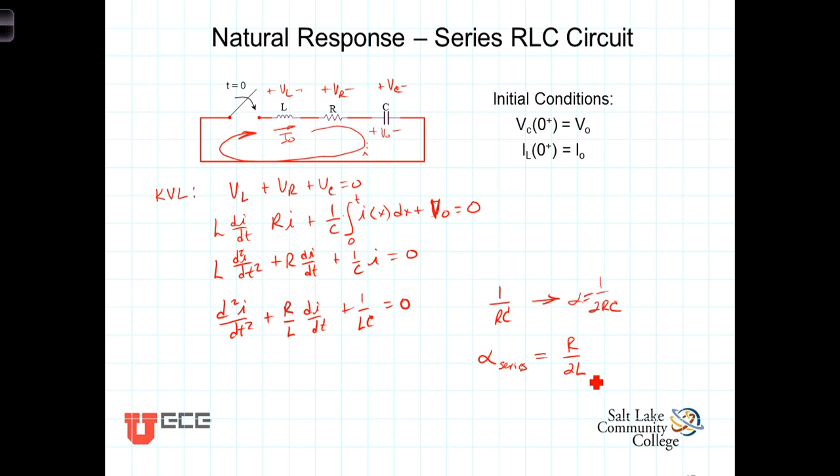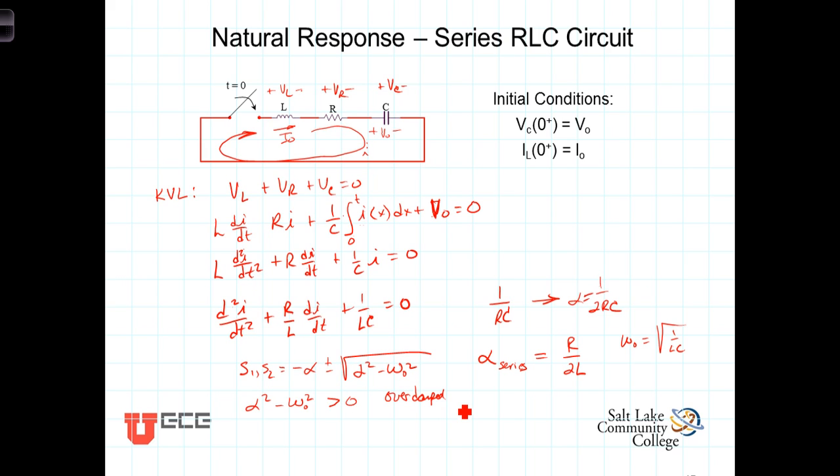Once again, the roots of the characteristic equation, s1 and s2, are going to equal negative alpha plus or minus the square root of alpha squared minus omega naught squared. I should once again say that here, as in the parallel case, omega naught is equal to the square root of 1 over LC. And once again, we have the issues of damping. Here we're going to be looking at the case where alpha squared minus omega naught squared is greater than 0; it again is going to be overdamped.